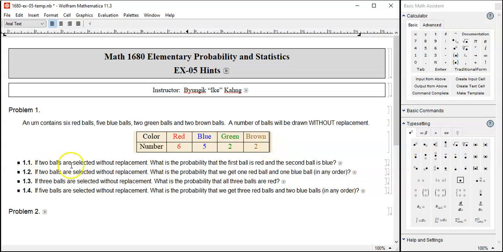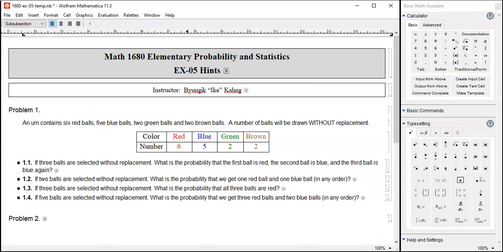And then let's see, if 2 balls are selected without replacement, what's the probability the first ball is red and the second ball is blue? Okay, all right. Let's change it. If 3 balls are selected without replacement, what's the probability the first ball is red, the second ball is blue, and the third ball is blue again? Okay, that's as good as any.